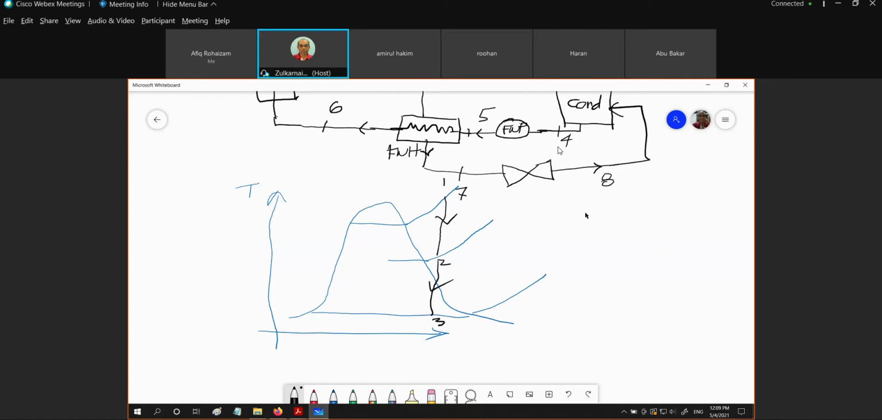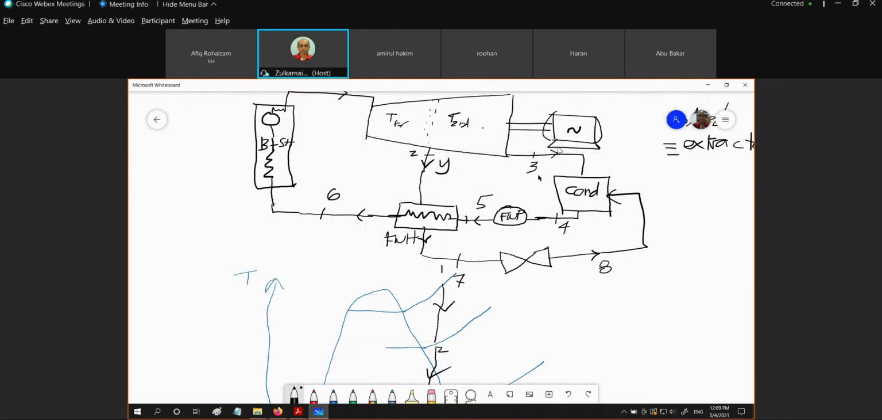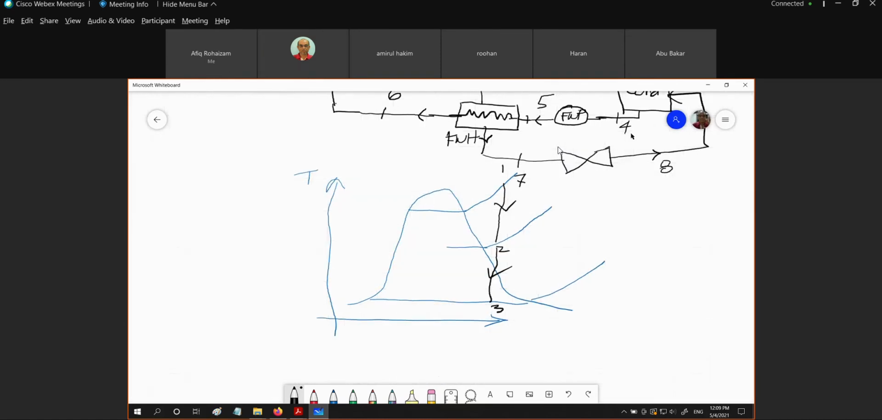From 3, what is happening from 3? From 3 it is going to condense to be 4. Okay, so now from 3 going to be 4.